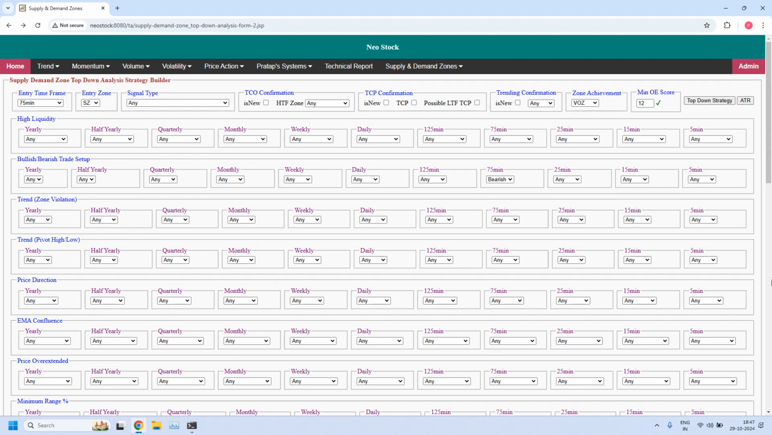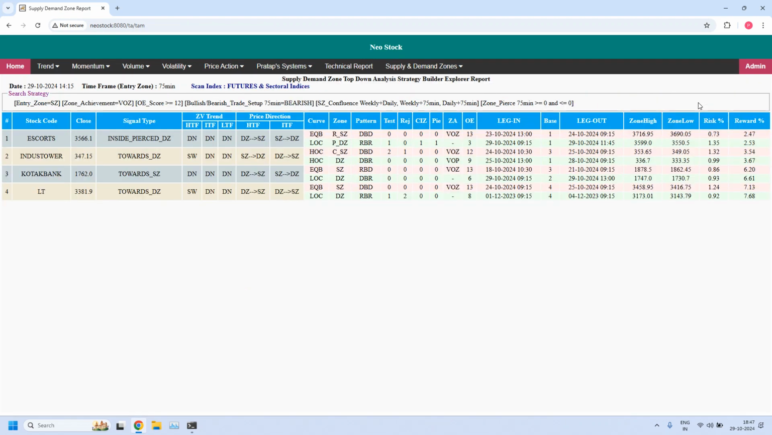Daily supply zone with weekly supply zone confluence filter is also enabled. With all the 3 filters, LTF, ITF, HTF supply zone confluence, we got 4 stocks. Out of 5, we got 4 stocks. In all these 4 stocks, 75 minute supply zone is part of the daily supply zone. Both together again part of the weekly supply zone. And in weekly, first and third stocks are having downtrend. If any of those stocks are having weekly EMA confluence, they are even more high probability setup.